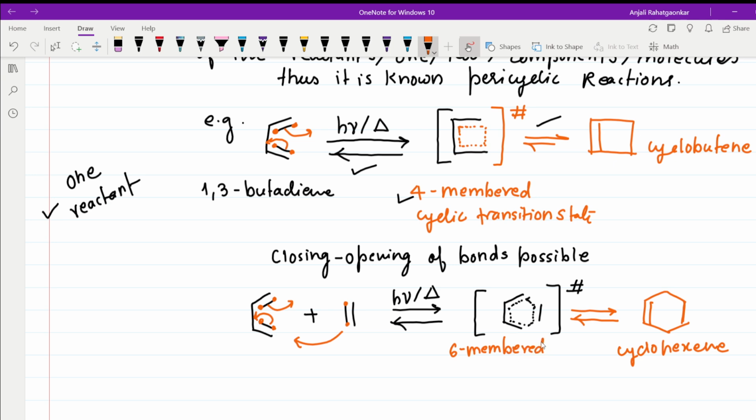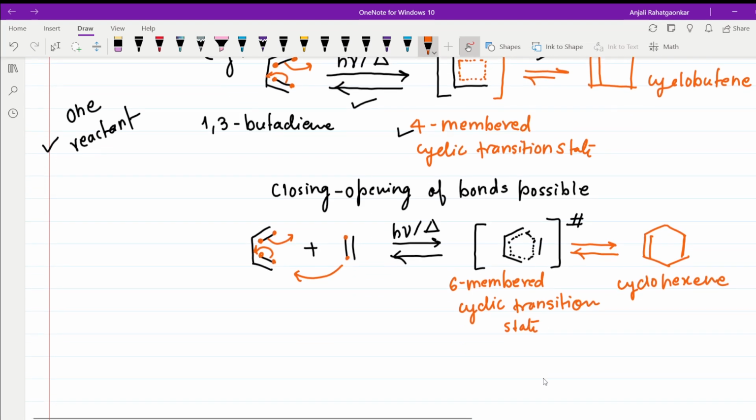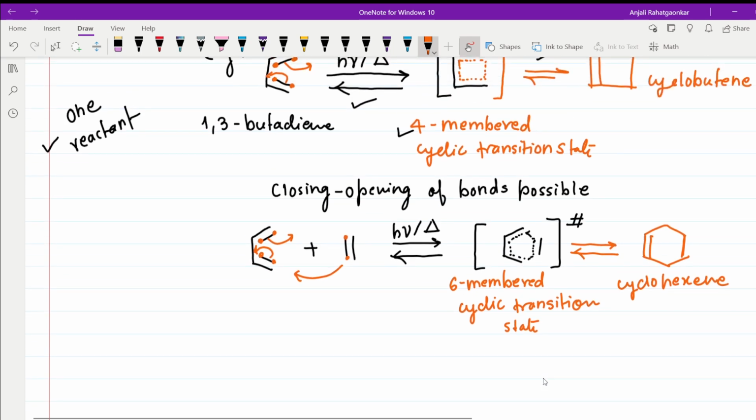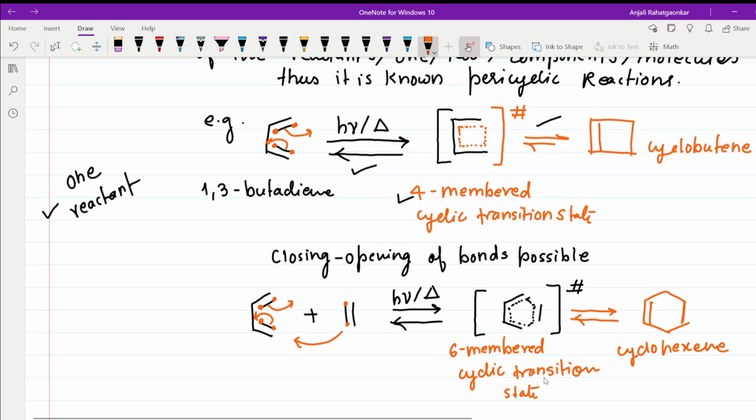So do not forget to draw the cyclic transition state. If you forget, then the reaction doesn't have any meaning. So the transition state is equally important. Without the transition state, the reaction doesn't proceed in the forward direction. So please remember, whenever you draw the mechanism, you have to draw the cyclic transition state. It is mandatory. All right, so this is the reaction where I have used two components.